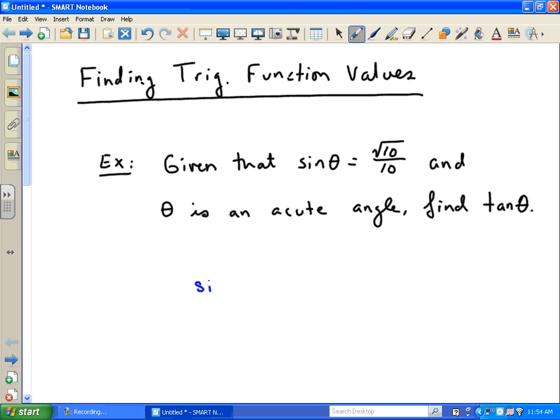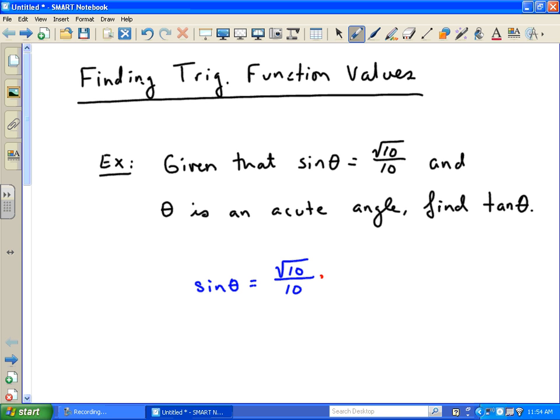Okay, if sine of theta is equal to the square root of 10 over 10, if you notice that there's a square root of a value on the top and you have that same value on the bottom but without a square root, then that indicates that this number has been rationalized. And so before you start the problem, you need to unrationalize it so you can know the exact values of either x, y, or r depending on which trig function you're given.